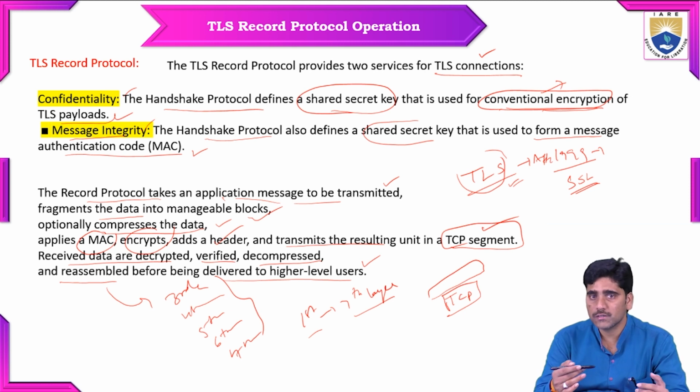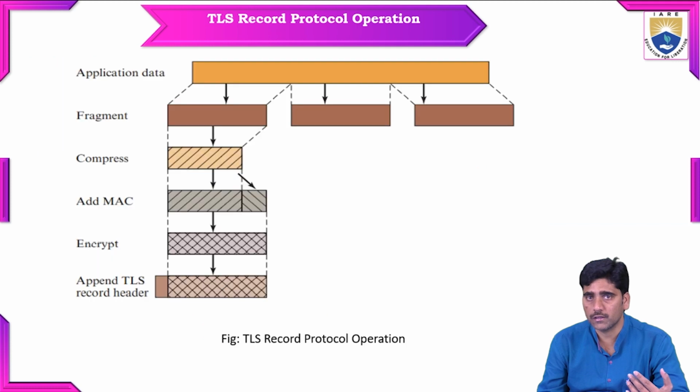So the next layer receives all that. After receiving, it should be decrypted, verified, decompressed and reassembled. Then it should be forwarded to the next layer. That way, the message does not lose its confidentiality and integrity when sent from one layer to another layer.